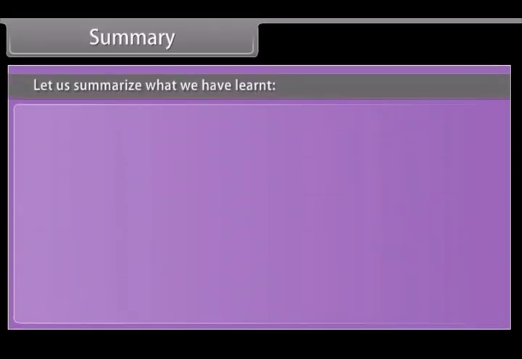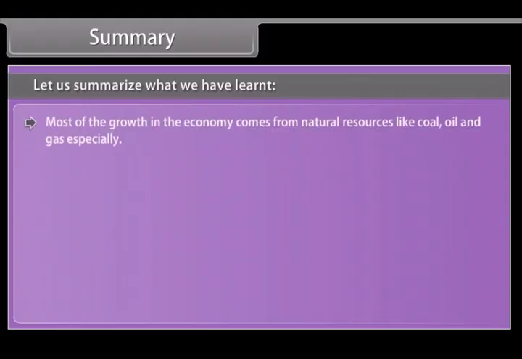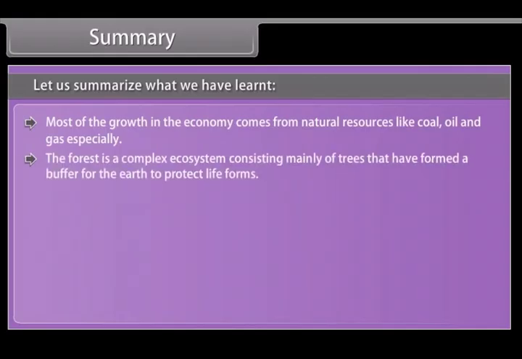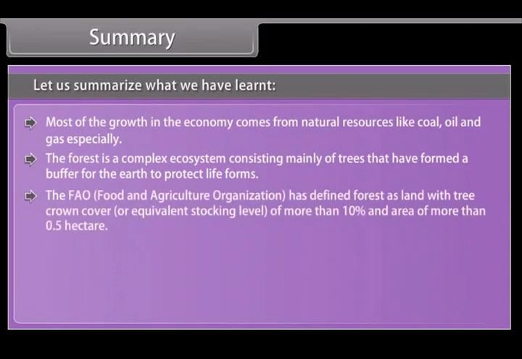Summary. Let us summarize what we have learned. Most of the growth in the economy comes from natural resources like coal, oil, and gas especially. The forest is a complex ecosystem consisting mainly of trees that have formed a buffer for the earth to protect life forms. The FAO, Food and Agriculture Organization, has defined forest as land with tree crown cover or equivalent stocking level of more than 10% and area of more than 0.5 hectare.